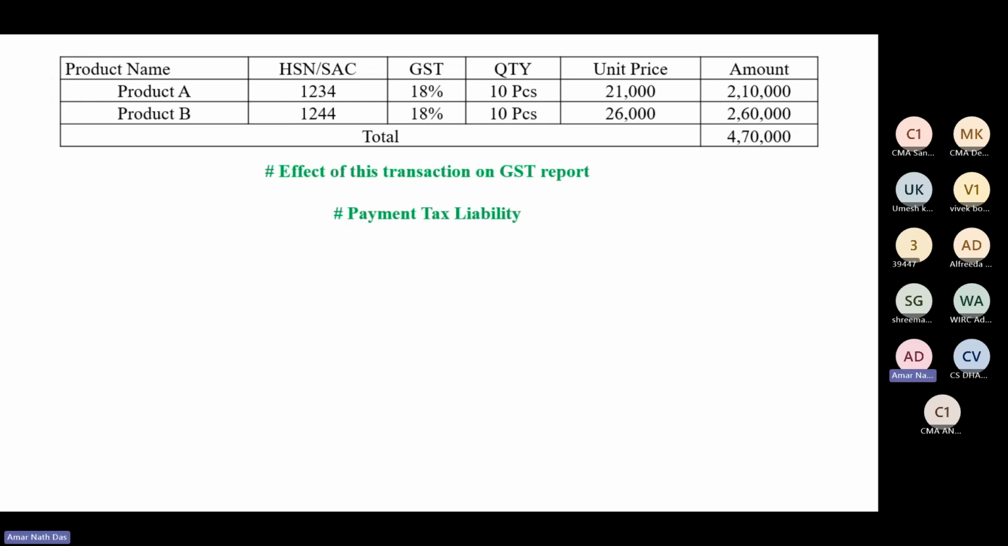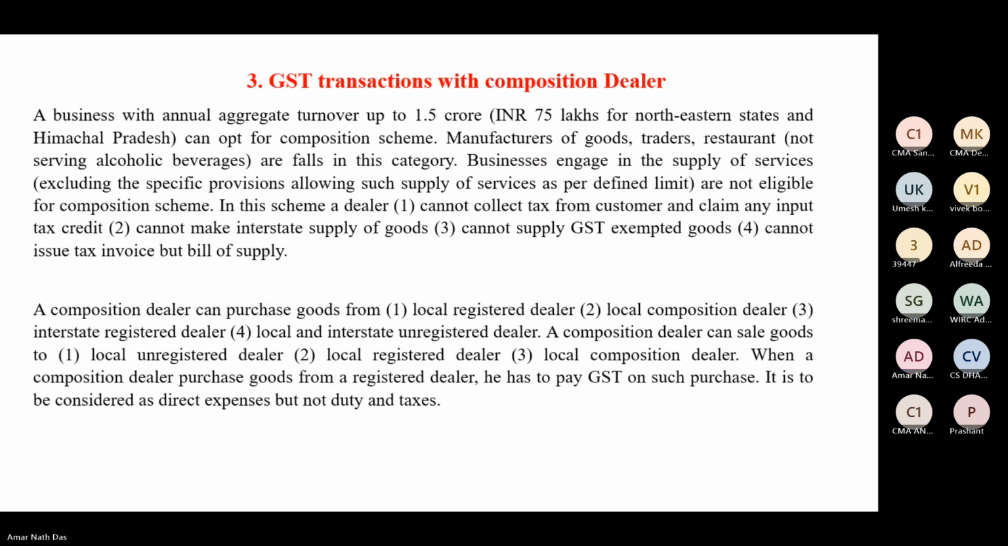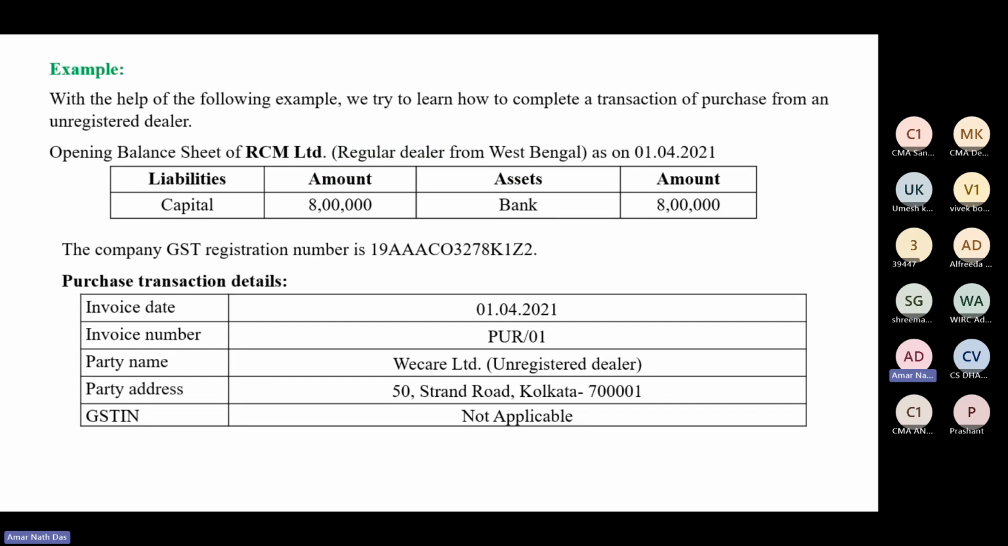Then after passing the voucher entries, we will try to get the effect on the GST report. I mean, how this particular transaction is shown on that particular report, and then we will make payment of the tax liability. So this is a plain and simple example. I will try to show you how to pass these entries. First of all, if you need, you can take a snap of this particular example.